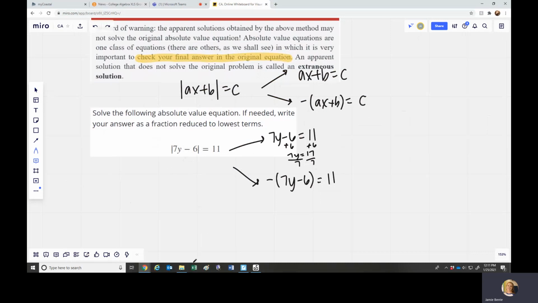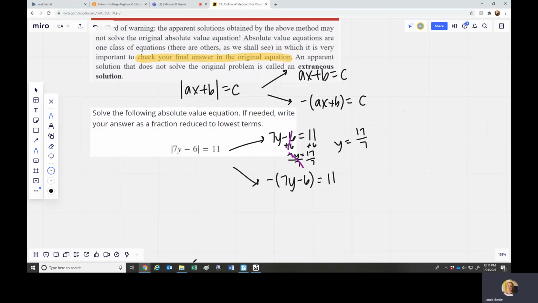I'm going to use a different color pen to cross that out. So the 6 is canceled, the 7's canceled there. And then we have y equals 17 over 7. That's our first possible answer.